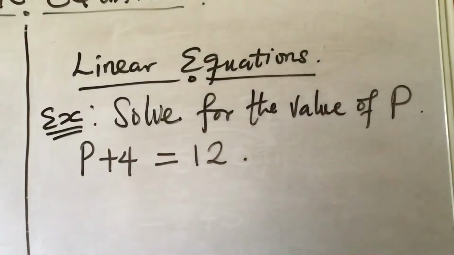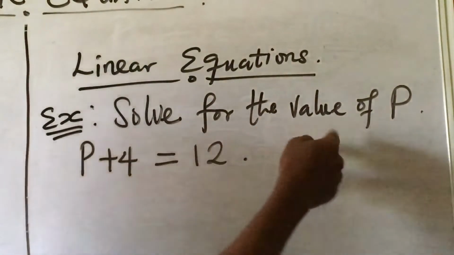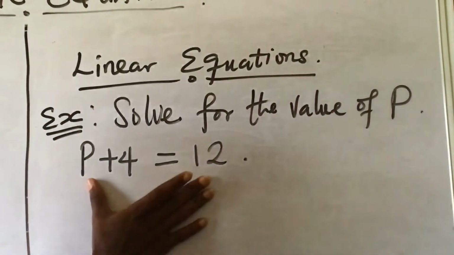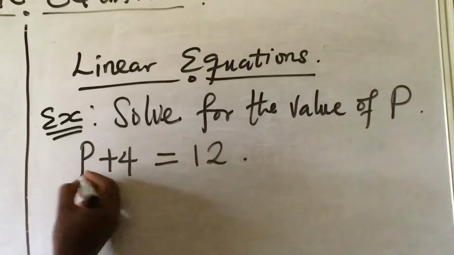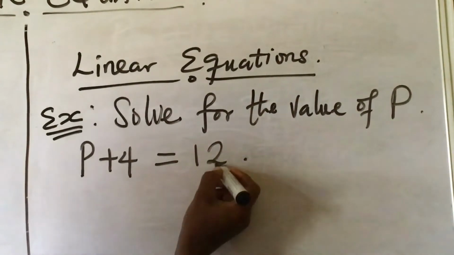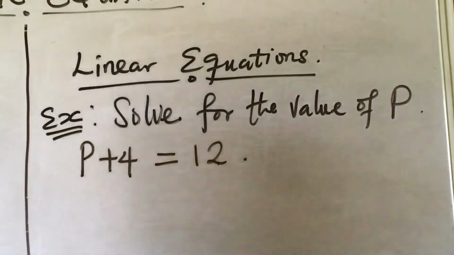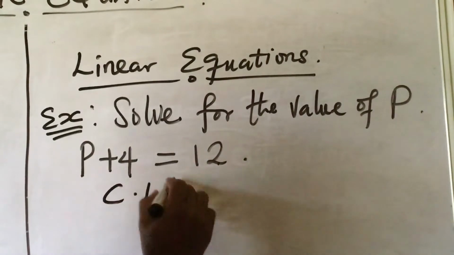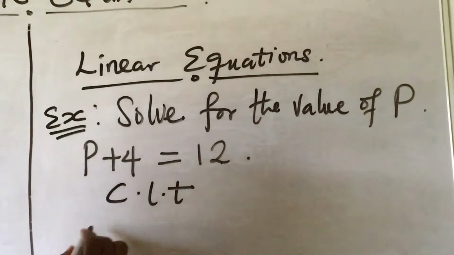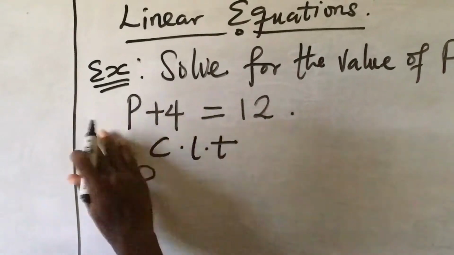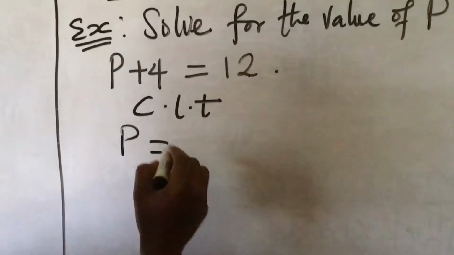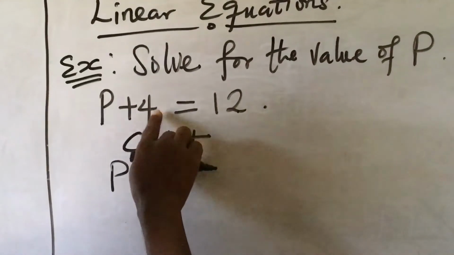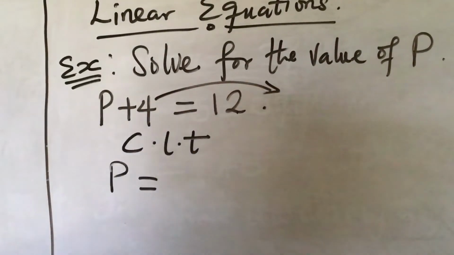In this example, we are asked to solve for the value of p in this equation. So to solve for the value of p, this is a variable, this is a constant, and this is another constant. So what we're going to do is that we're going to bring the families together. So we collect like terms. This variable does not have any other family in this equation. So the p is going to stand alone, while we have this plus 4 go over to the other side.